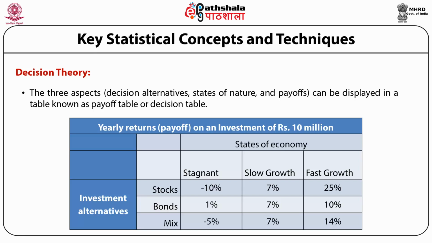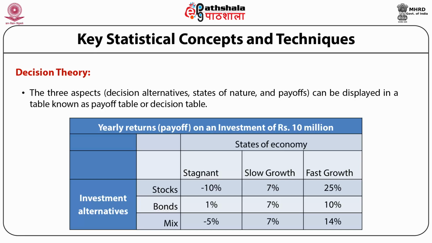In this case, the three states of the economy are whether the economy is stagnant, or it's in the slow growth mode, or it's in the fast growth mode. And investment alternatives to a manager are whether to invest in stocks, or in bonds, or in a mix of stocks and bonds. And based on these three states of economy and three alternatives, we have 9 kinds of possible payoffs coming our way, which means either we'll gain or we'll lose.